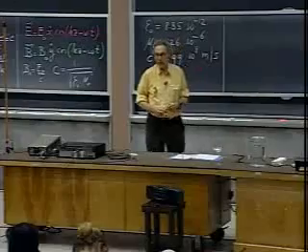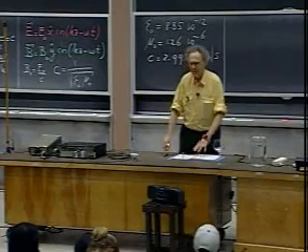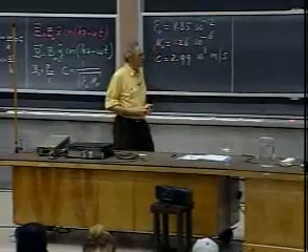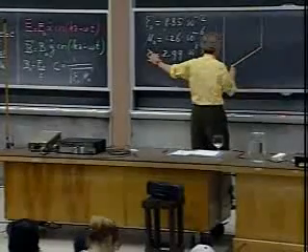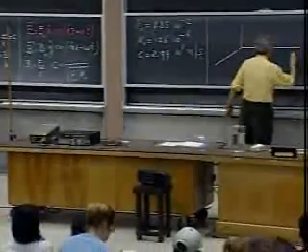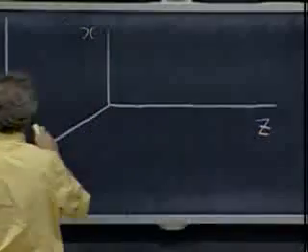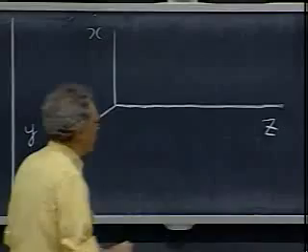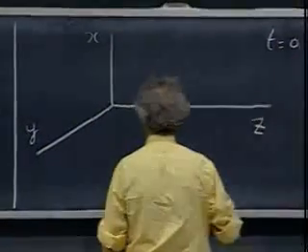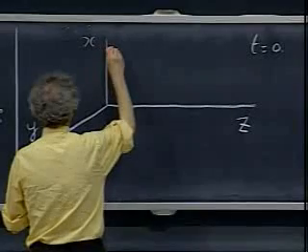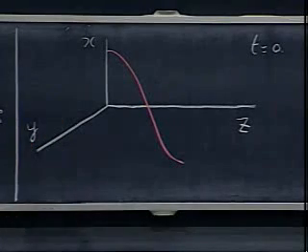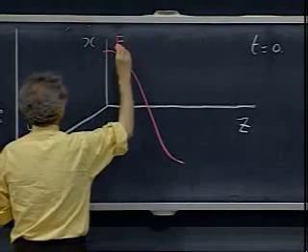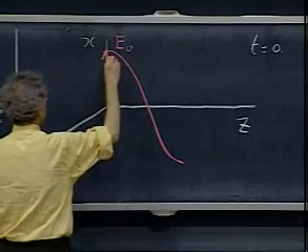I will make a new drawing, and I will do something that I rarely ever do in lectures. I will give you 8 minutes of hardcore math. You're going to hate it. I'm going to make a new drawing, which is not too different from what you have there. So this is Z, this is X, and this is Y. And at t equals zero, I'm going to draw here the electric field, like so. So this is E0, electric field is this strength.